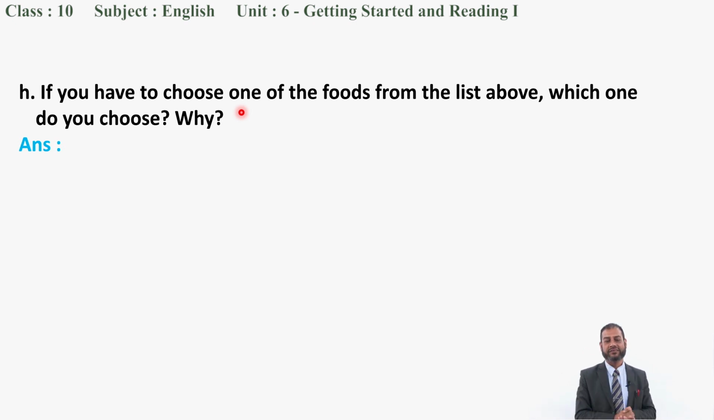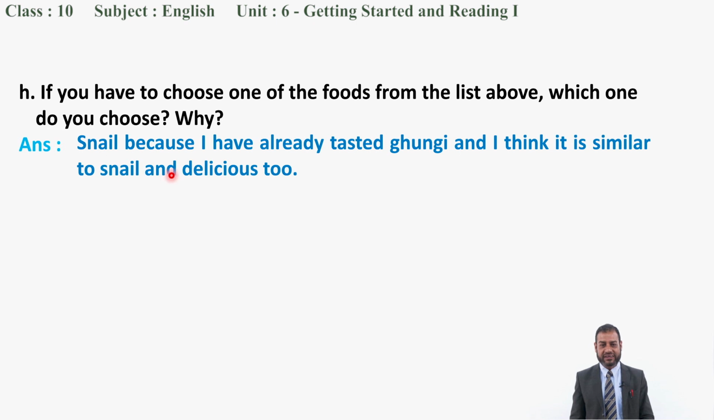Okay, so you have to read all the text, you have to compare among all the food items and you have to choose one. So if you ask me this question, my answer can be like this: snail, because I have already tasted ghongi and I think it is similar to snail and delicious too. So if I have tasted ghongi, it is similar to snail, I can eat. Maybe other foods are very strange to me, so I cannot taste. That's why this is my evaluation. This is my judgment. Okay, this is how you have to write down your answer. Is it clear, all of you? And at the same time, have you done all the answers of these questions?